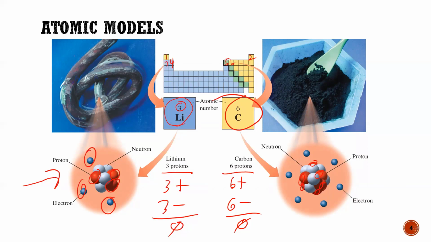Where do I get the 6 negatives? Electrons: 1, 2, 3, 4, 5, 6. Now, again, the neutrons are there, right? So there's 6 neutrons in here. The white circles represent the neutrons, but the neutrons, remember, their symbol is 0 because they're neutral. They don't affect the charge, right? So there are 6 neutrons there.